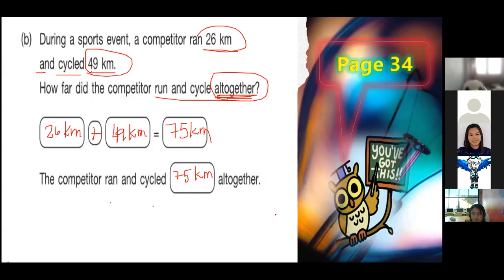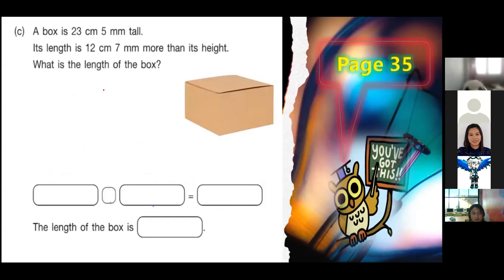Okay, finish. So let's proceed to letter C, that is page 35. Okay, so here the box is 23 centimeter 5 millimeter tall. So this is the box. It said tall, so this is how tall the box is.